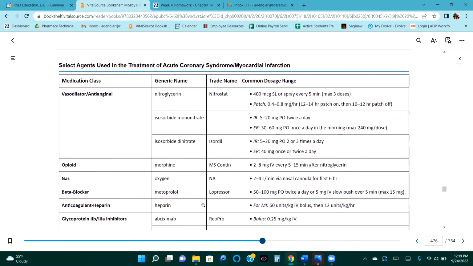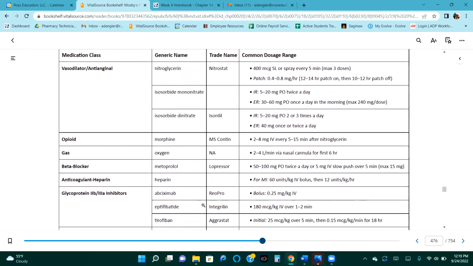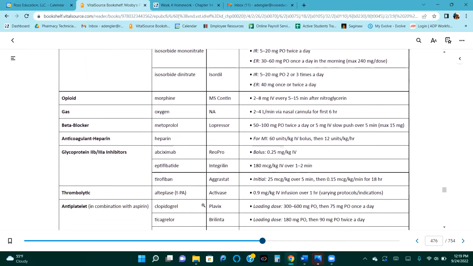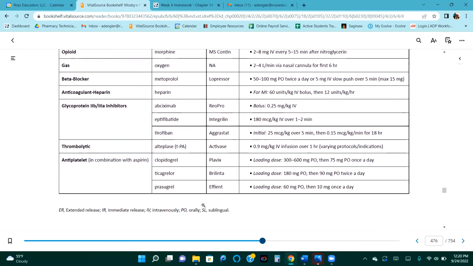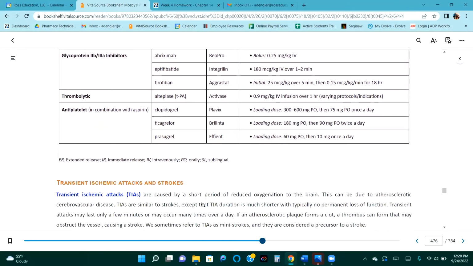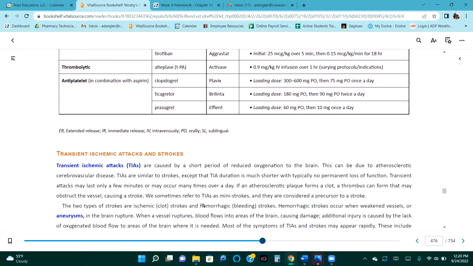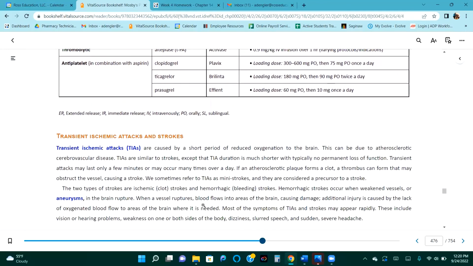Vasodilators and anti-anginal medications like nitroglycerin and isosorbide. We have an opioid, morphine, a gas, oxygen, a beta blocker, metoprolol, an anticoagulant, heparin, a thrombolytic, alteplase, and an antiplatelet in combination with aspirin.